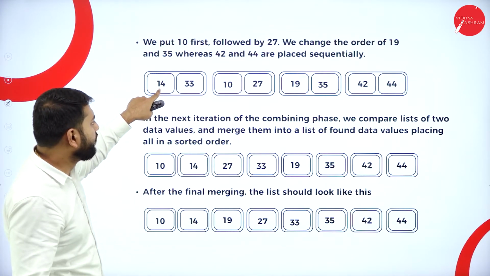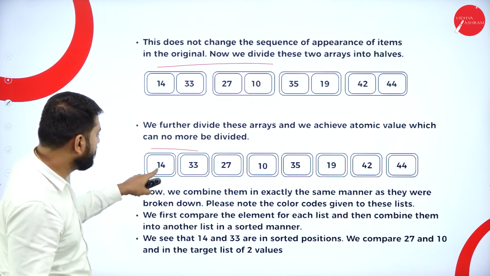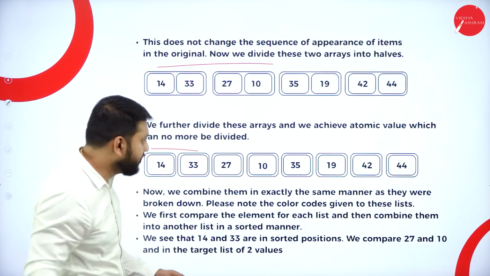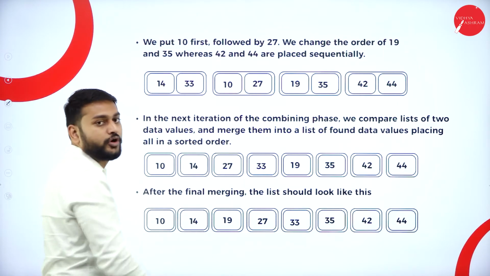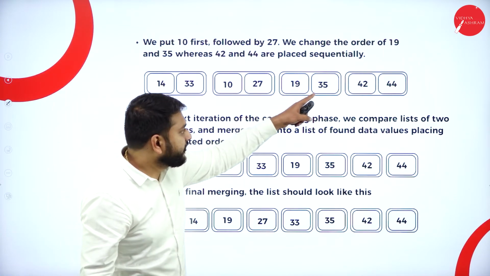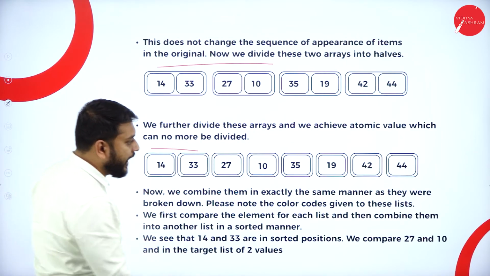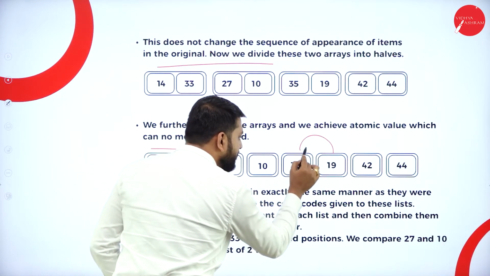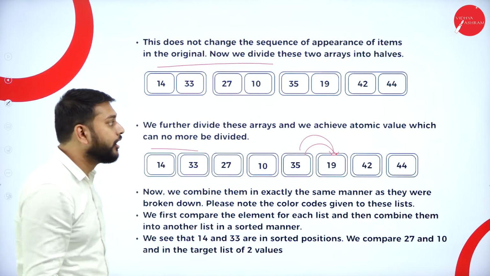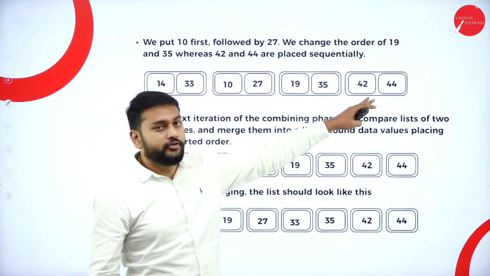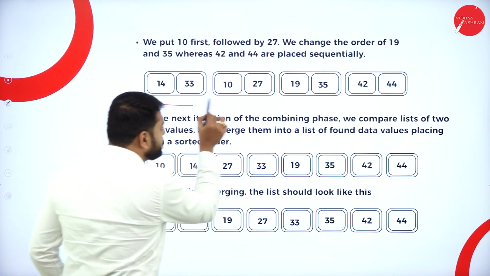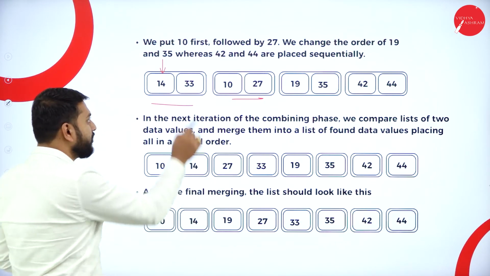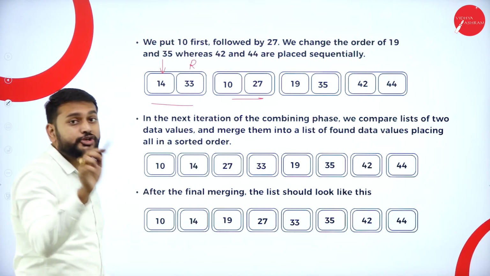Observe here, 14 and 33. The swap has to happen here. After performing the swap, I've got the values like this. And then observe here, 19 and 35. What I had was 35 and 19, and I have swapped it. So I have brought 19 to this side and 35 to this side, is what you need to remember. All right, and I have 42 and 44. When you compare these two, the left side is a lesser amount than the right side, is what you need to remember.